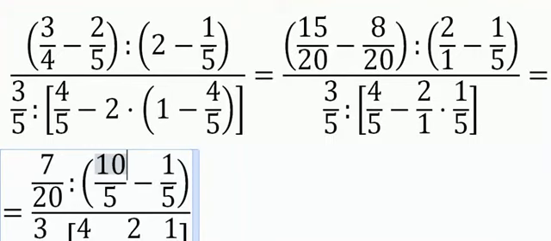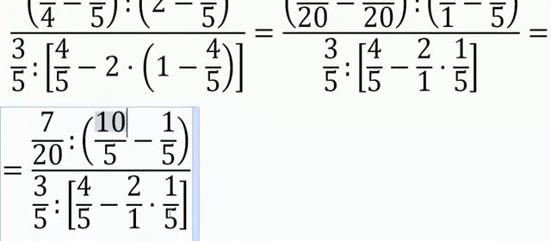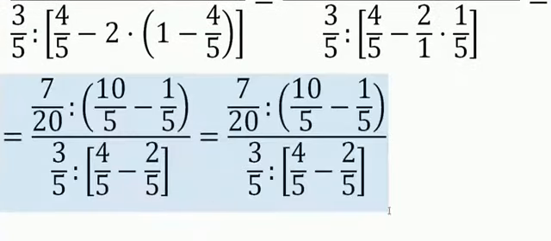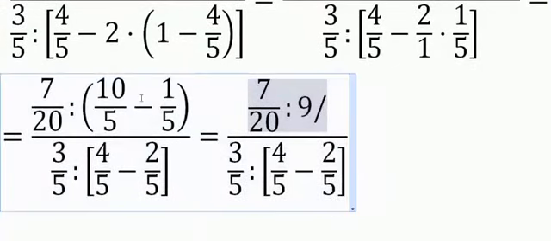Okay, this one is easy. We just multiply 2 times 1, which is 2, and then 1 times 5, which is 5, to get 2 over 5. Now, because these two fractions have the same denominator of 5, we can do 4 minus 2 and get 2 over 5. We can also simplify this one. 10 minus 1 is 9, which is 9 over 5.